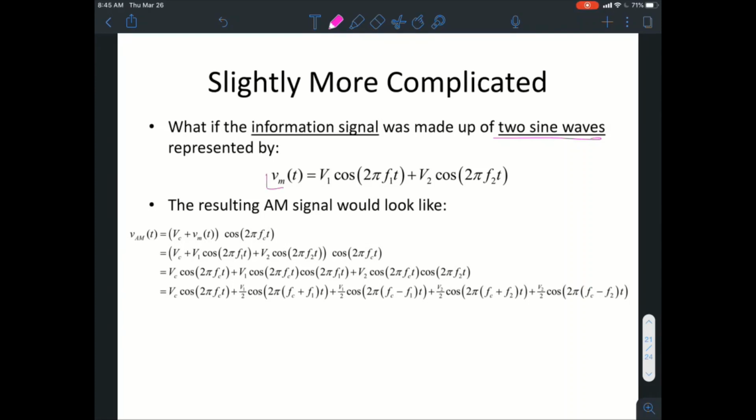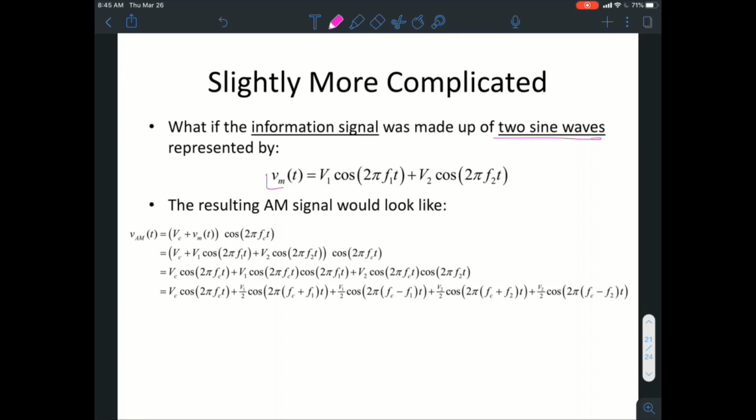V sub 1 times cosine of 2 pi f sub 1 times time, plus V sub 2 cosine 2 pi f sub 2 times time. And what I've done is I've already gone through and raced through the math, so you guys don't have to sit through that, but let's point some things out as we move through it.